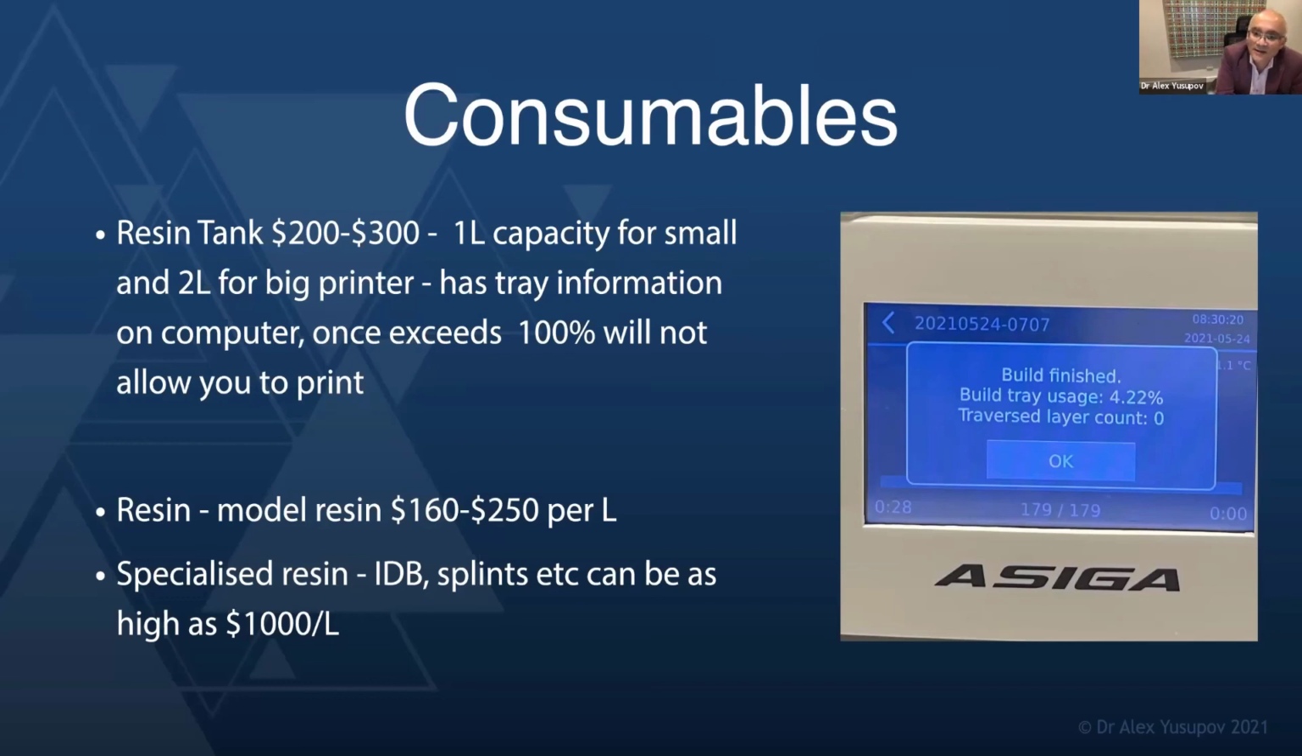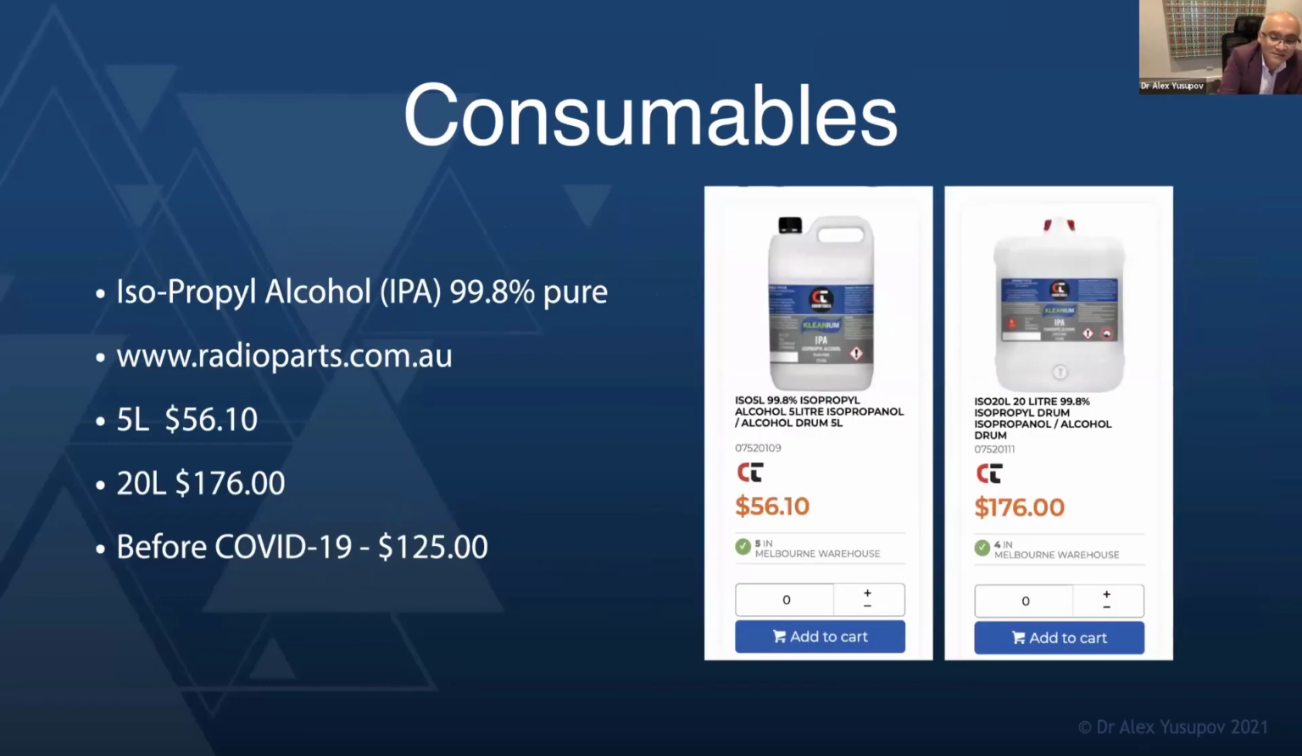Consumables, isopropyl alcohol. During the COVID lockdown, there was no IPA in Australia because everybody was using it for cleaning, and the prices skyrocketed. But I couldn't get any. It was really hard. So now we always keep 20 liter drums, a couple of them extra. And before COVID, they used to be $125. Now it's $176.